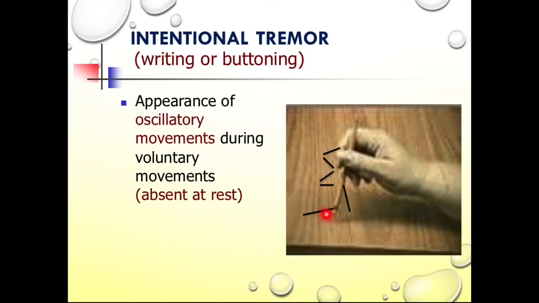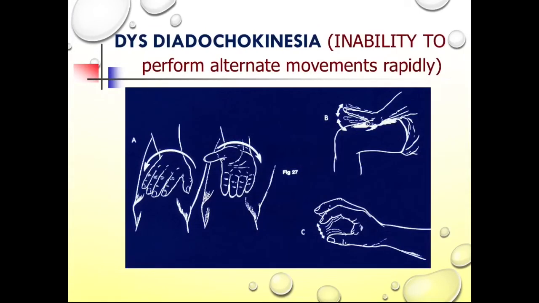You will ask the subject to write any word. The writing will be very jerky. That person won't be able to button or unbutton the shirt, or while buttoning or unbuttoning, the tremor will be most pronounced, a profound tremor, when performing these fine movements. Diadochokinesia is the inability to perform alternate movements rapidly, like asking the subject to do pronation and supination of the arm. That person won't be able to.